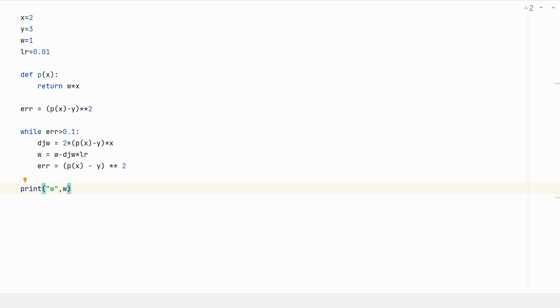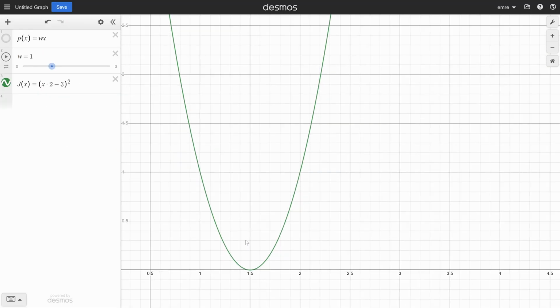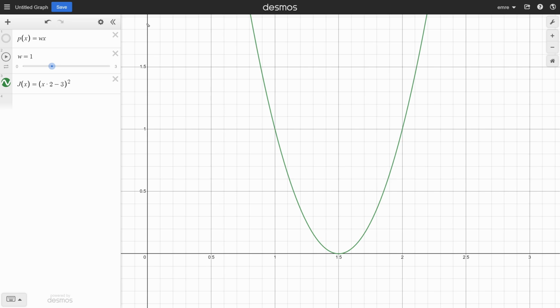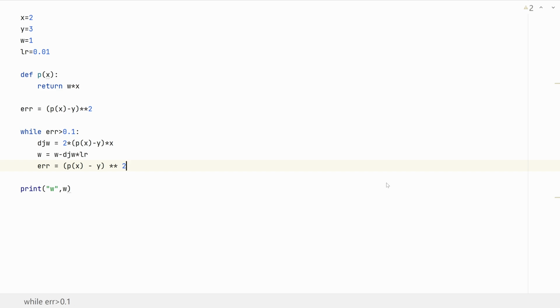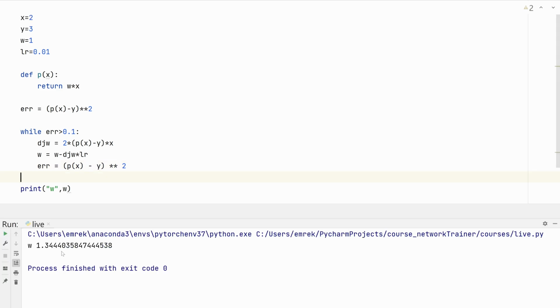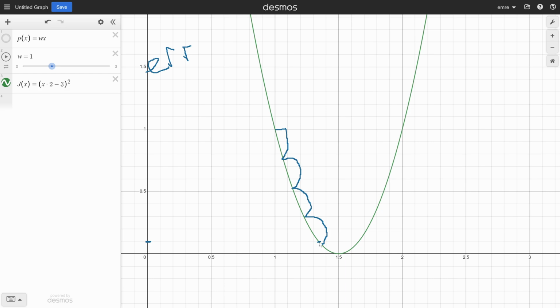Okay, let's first check this from the graph. Here the vertical axis is the error. We put our threshold here. It's 0.1. It means that our code will keep updating the W and take these steps until it reaches somewhere below this point. Now let's run this code. 1.34. So it stopped taking steps when W reached somewhere around here.